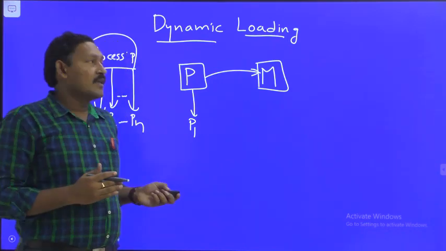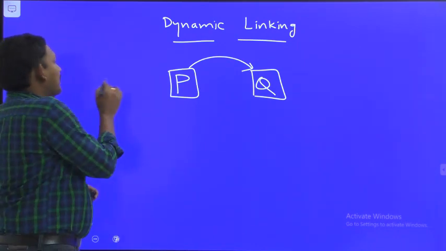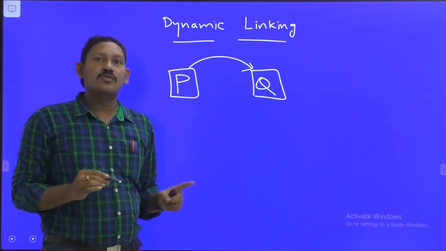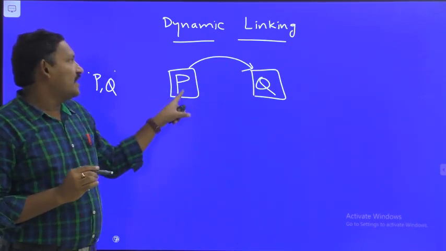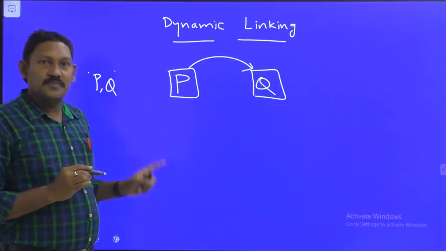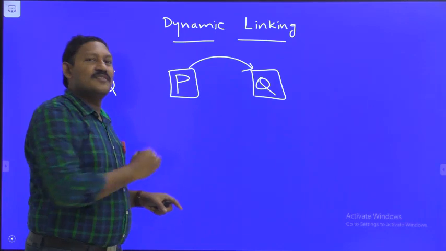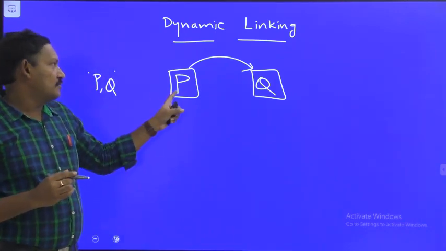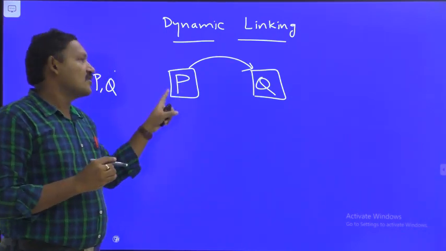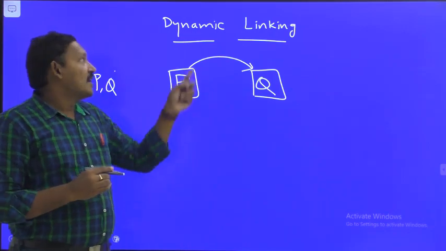Next is dynamic linking. Let us suppose P and Q are two processes. If process P depends upon process Q, then if you want to execute process P, we have to execute process Q also. So these two are linked with one another. This type of notation is simply called dynamic linking.